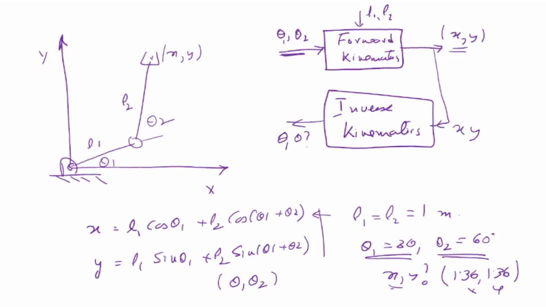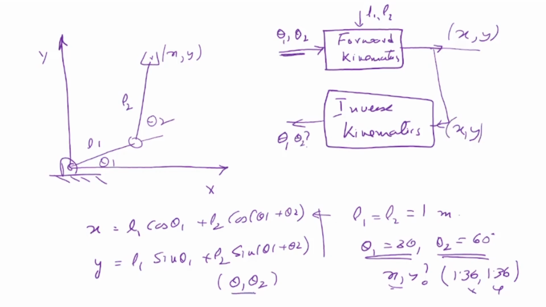I hope you understand the difference between forward kinematics and inverse kinematics. In forward kinematics, I give you the numerical values of the joint variables, and I want you to find out what x and y are numerically. In inverse kinematics, I give you x and y, and corresponding to x and y, can you find theta 1 and theta 2? That is the inverse kinematics problem.